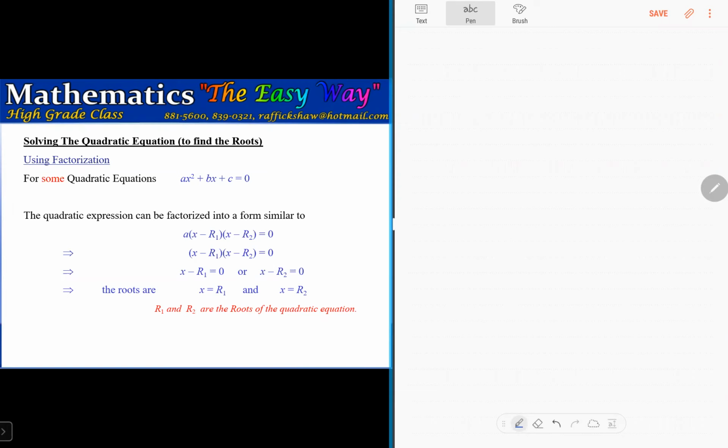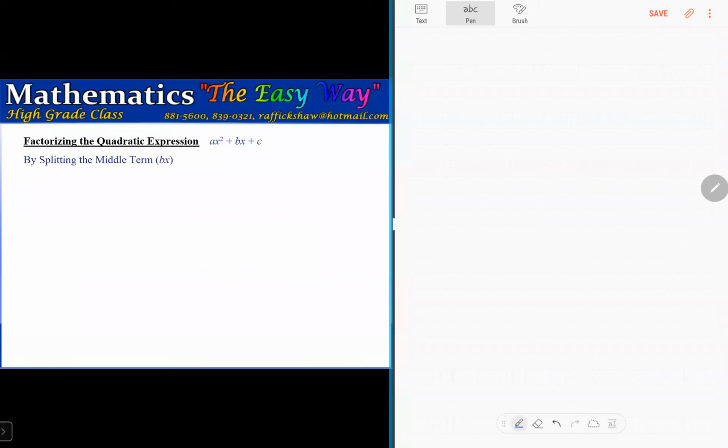So the question is, how do we factorize and get from the standard form to the factorized form? How do we do it? That is what we're looking at now. Factorizing the quadratic expression so that we can get the two factors. Put the two factors equal to 0. Either one factor is 0 or the other factor is 0. And then when we know the two factors, we can know the two roots. Because if we know the factors, then we automatically will know the roots.